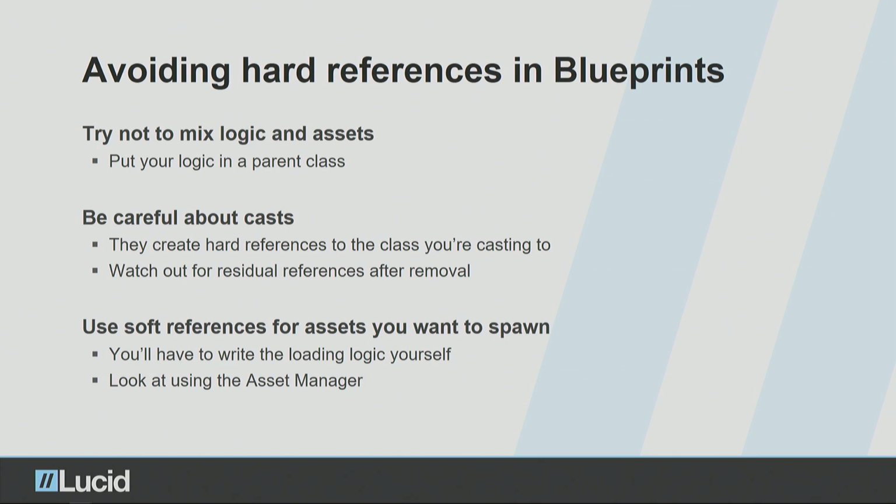So one of the important things is trying to avoid hard references in blueprints. At the most fundamental level, it's trying not to mix logic and assets together in the same blueprint. That tends to be the cause of most of the problems that I've seen, where you'll get a blueprint that pulls in things like skeletal animations and models and all kinds of stuff, but it also has logic in it that external systems might want to use, and then they end up casting to it, and it ends up pulling in everything that it uses. So it's good to separate your logic. You could put your logic in native classes, or in blueprint classes, and then inherit from those blueprint classes to create your asset-based blueprint classes.